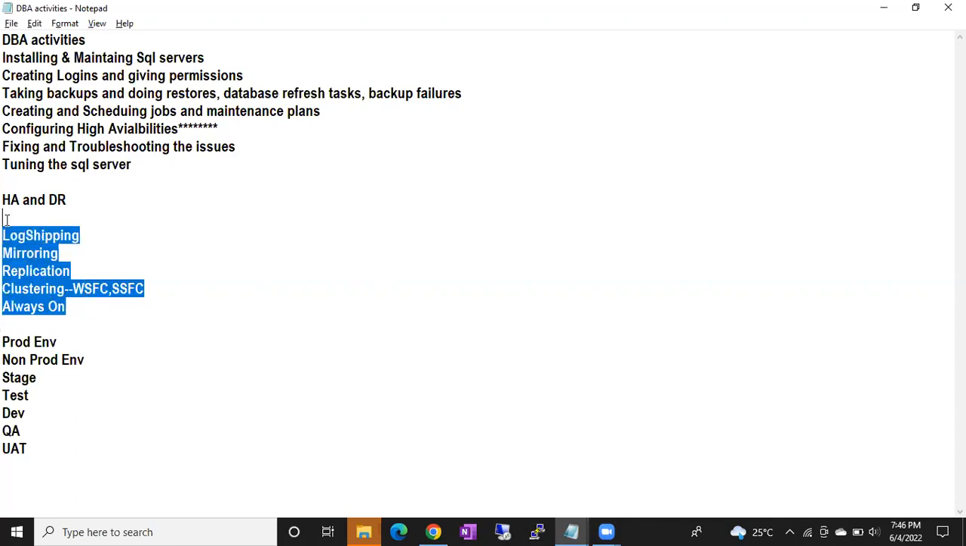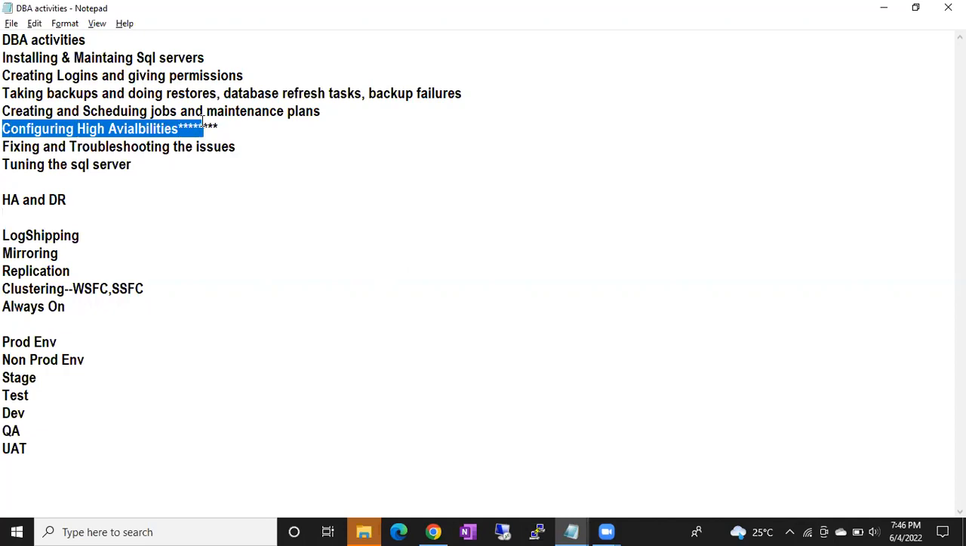These are the main things. Configuring high availability is also part of a DBA's day-to-day activities. Fixing and troubleshooting is very common. Regularly we have some issues. Sometimes databases will go offline and we have to take care of it, or someone will request, hey, I need some permissions on this particular database, or, hey, my permissions are not working properly, can you please look into it? In case of any issues on the servers, the DBA has to take care of it and troubleshoot the issues.